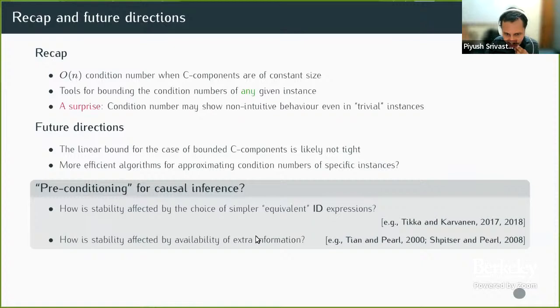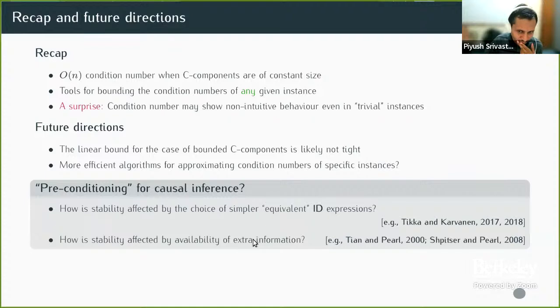intervention distribution. So the question would be: by using this extra information, which could be in the form of extra experiments or more observations, can you make the problem more stable? Can you decrease the condition number by using extra information? This is something that we have not looked at so far at all, but it looks very interesting, especially given the work on using extra information for identifiability.